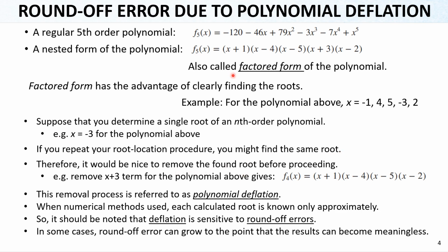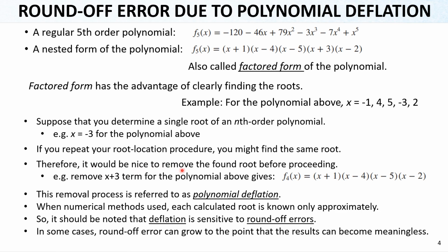Because of this reason, to eliminate finding the same root, if we have a factored form, we can simply eliminate the root from the equation. So we can simply eliminate this term.